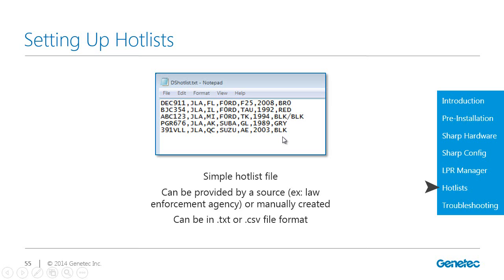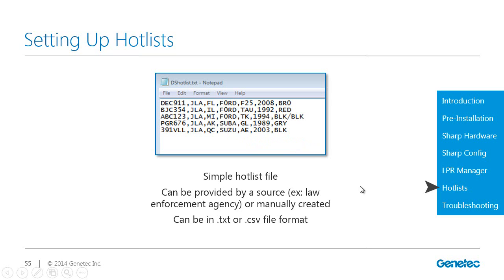The sources of the plates usually depend on the use. So if we're looking for stolen vehicles, we would probably get the list of plates from a law enforcement agency. For a gate control hotlist, we could either generate the file ourselves manually like this, or we could generate a list of plates from a list of tenants for a building, or even if it's a company, we could get it from our human resources records.